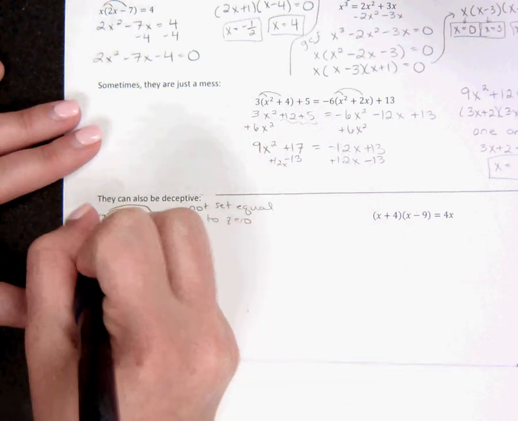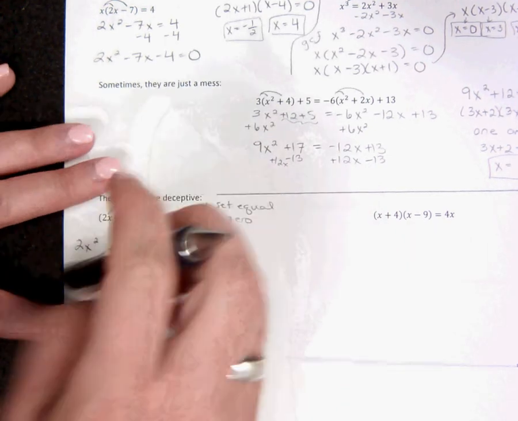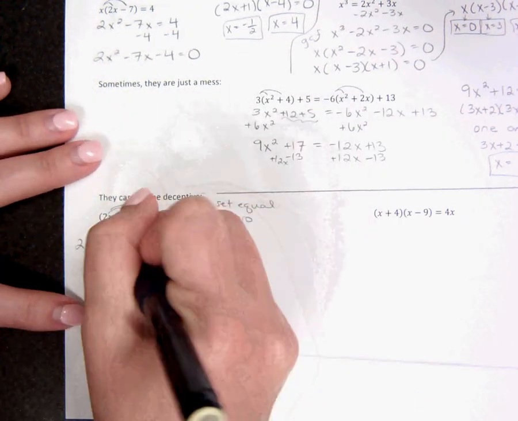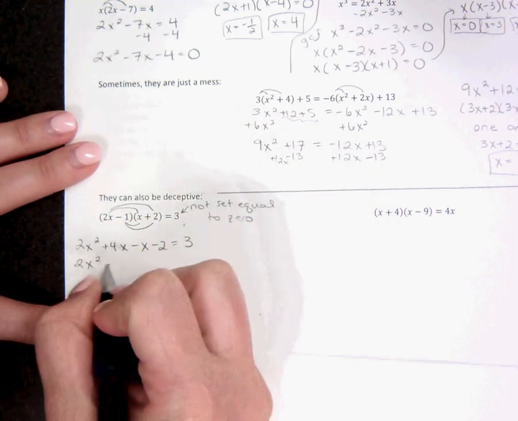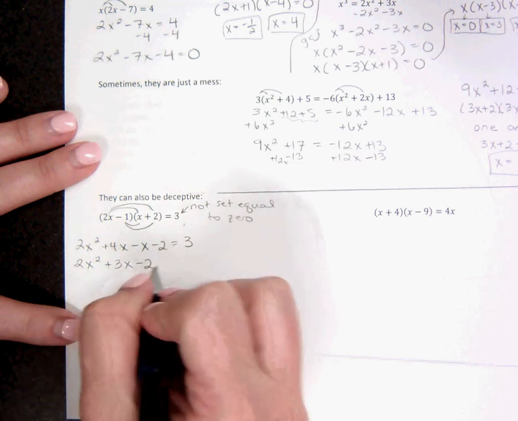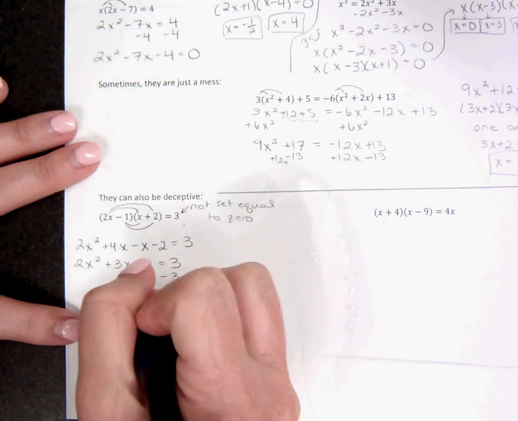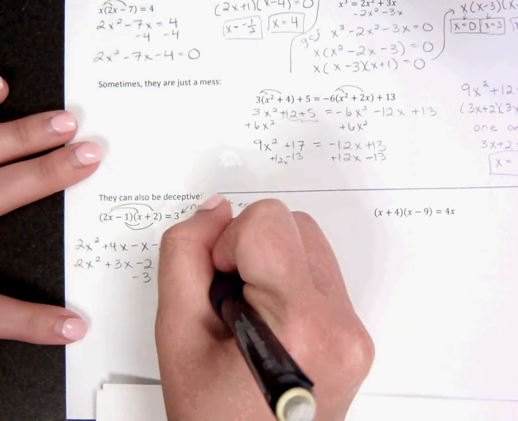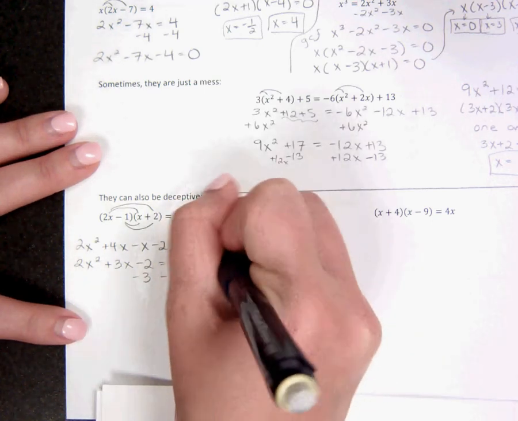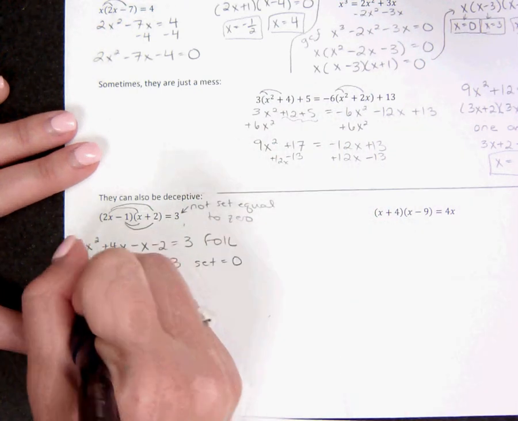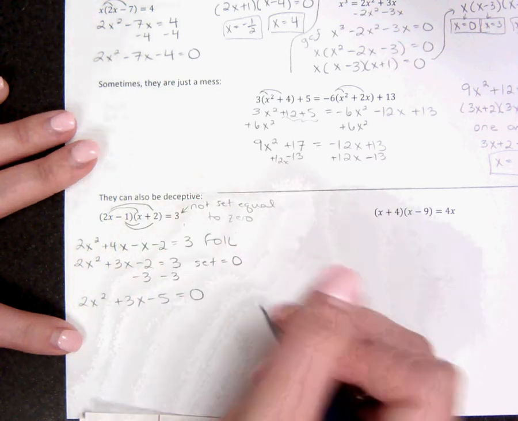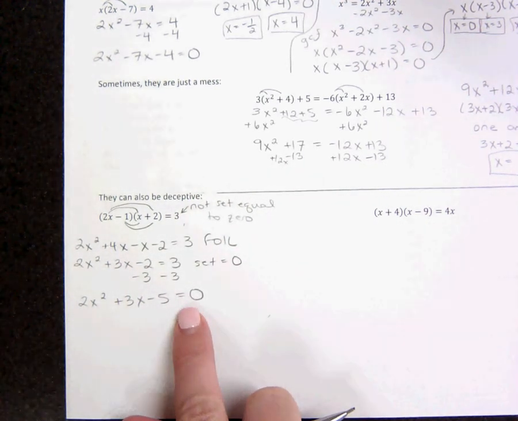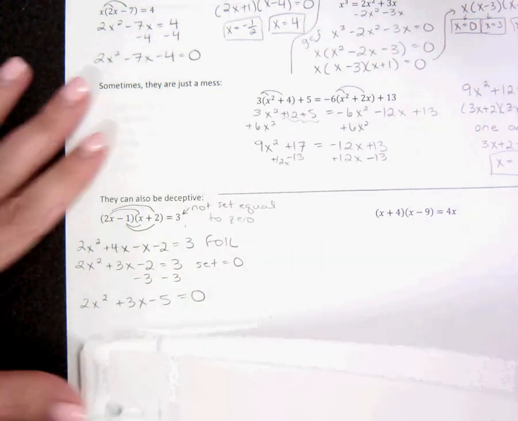Let's do that. It would be 2x squared plus 4x minus x minus 2 equals 3. So that's 2x squared plus 3x minus 2 equals 3. Then we'll move that 3 over to set it equal to 0. So the first thing we did is we FOILed them back together. We set it equal to 0. We get 2x squared plus 3x minus 5 equals 0. The equals 0 is your target to know that it's ready to factor. So it's time to factor after that.